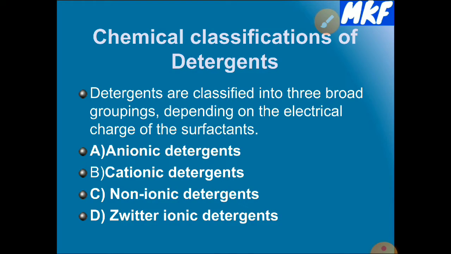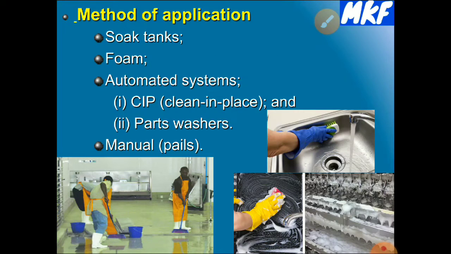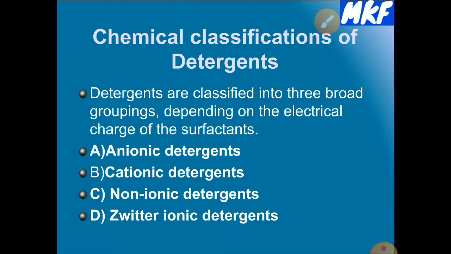Now, the chemical classification of detergents. Detergents are classified depending on the electrical charge of the surfactant. Surfactant is nothing but a synthetic detergent. The detergents are classified into four groups. The first one is anionic detergents, the second is cationic detergents, the third is non-ionic detergents, and the fourth is zwitterionic detergents.